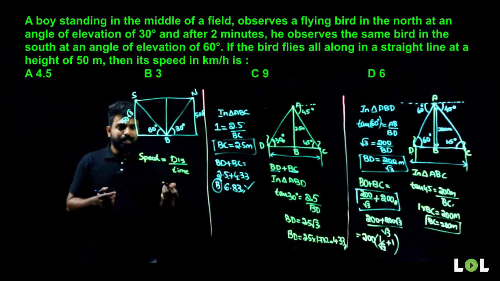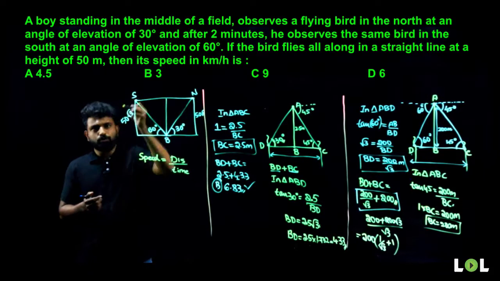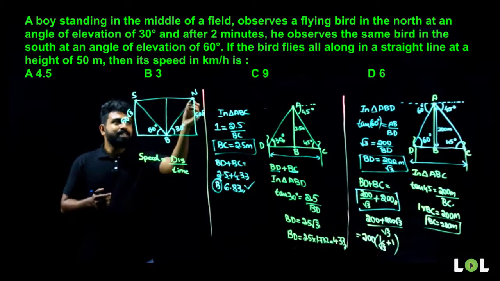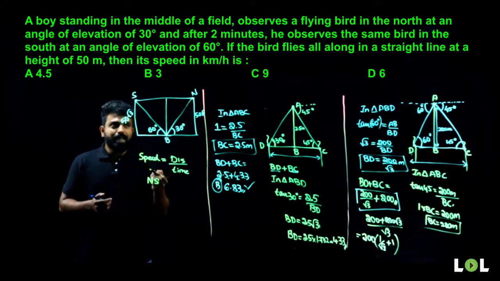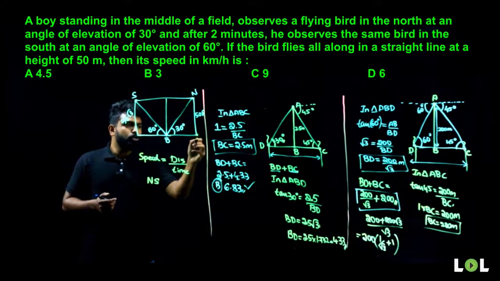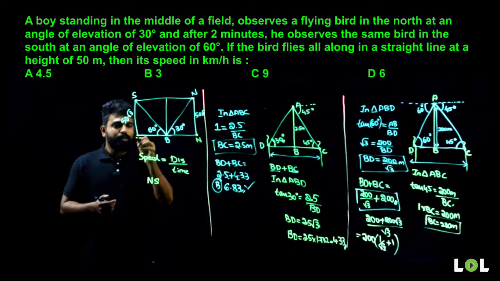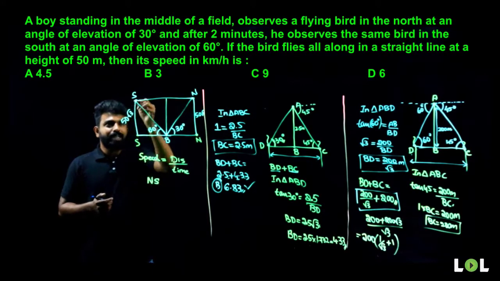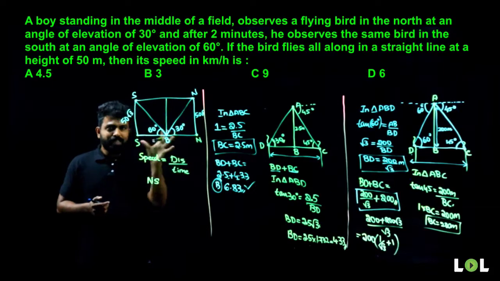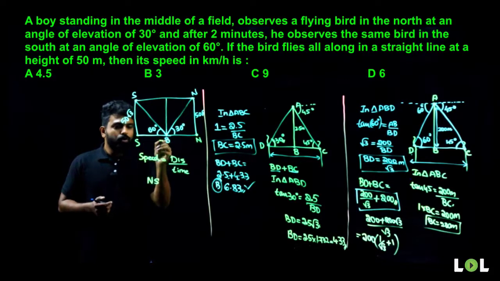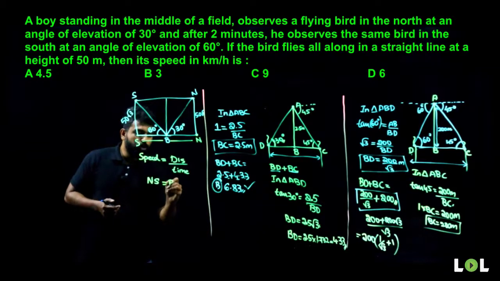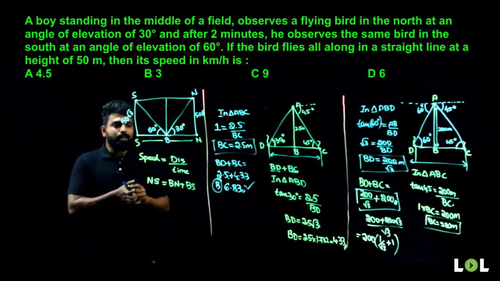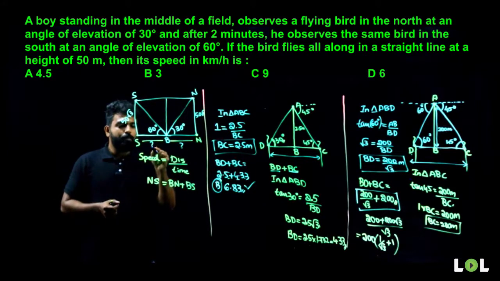What is the distance that the bird has traveled? It is north to south. So the distance here is NS. So what is NS? The distance traveled. This can also be taken as NS because it is the straight line. So they are the same. So how do we find out? BS plus BN will be NS. NS will be equal to BN plus BS. So we need to find out the value of BN here and BS as well.